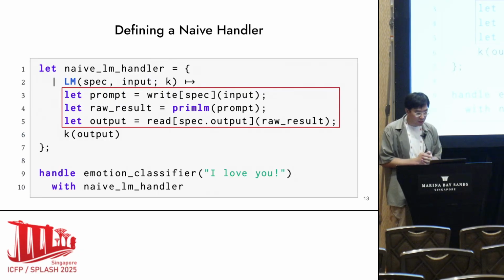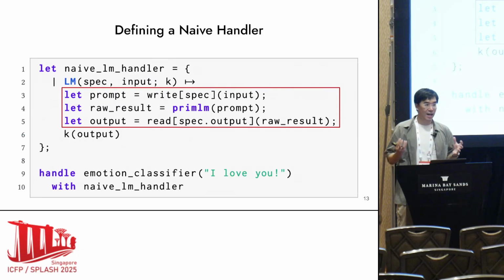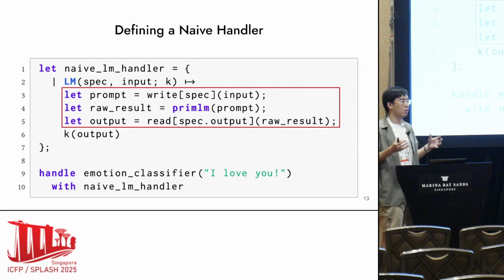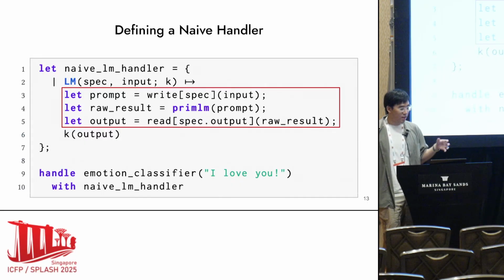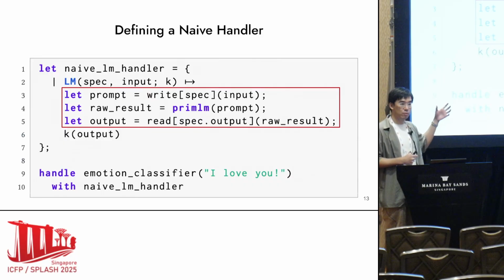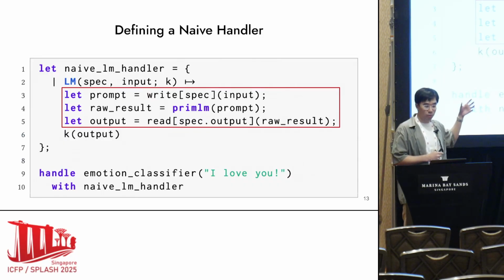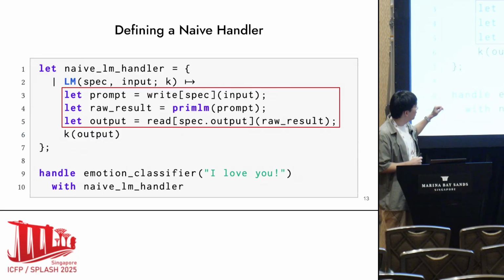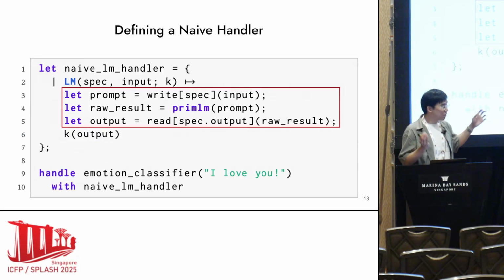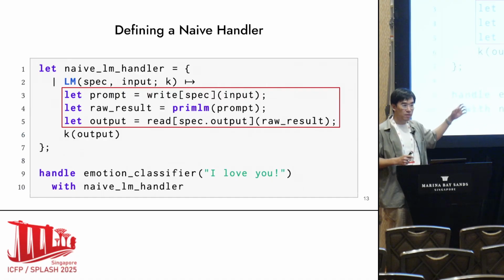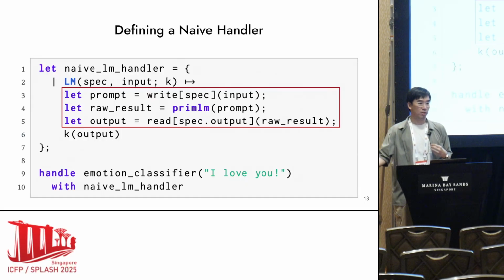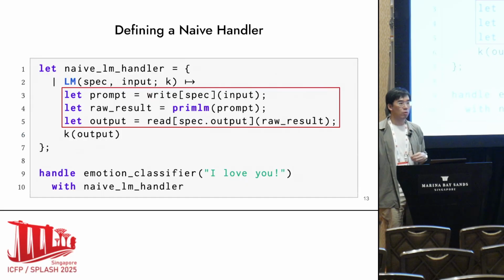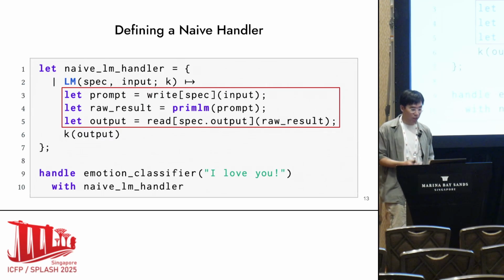And the first step is we need to format the actual string according to the protocol or specification into the language model. So we use this write function, and it's parameterized over the spec and the actual input. So we get the actual prompt, which is a type of string used for the language model. There's another primitive effect, or native effect, called prim.lm, which is a function for invoking the external language model, for example, using APIs, or you can host the language model locally on your machine.